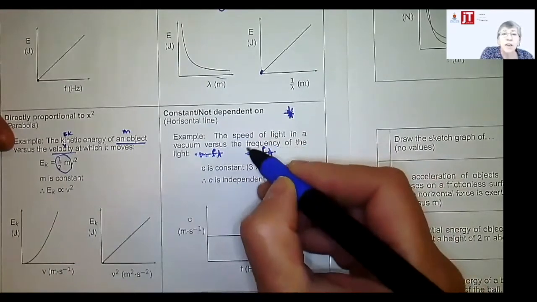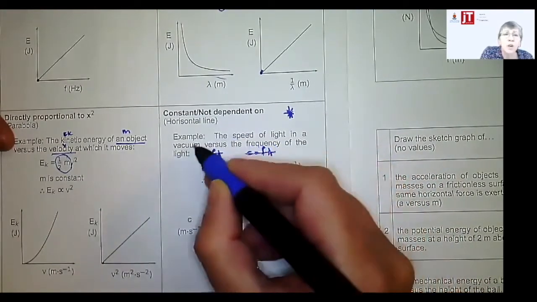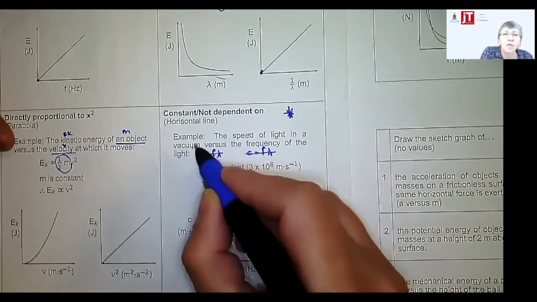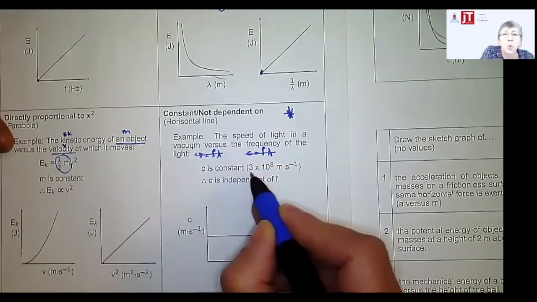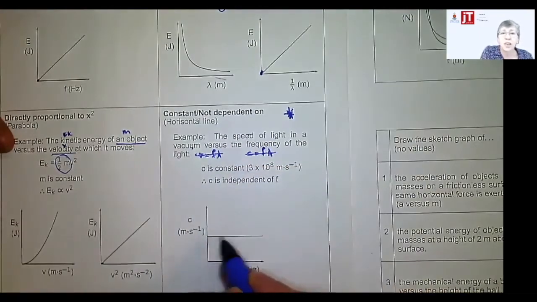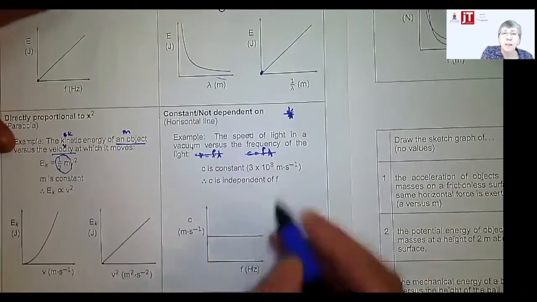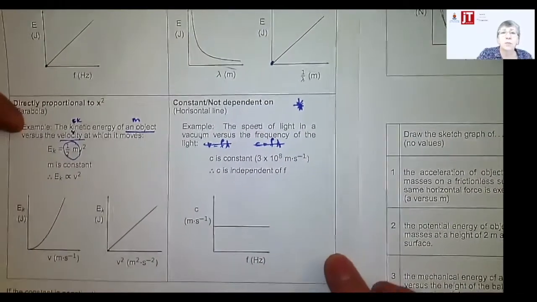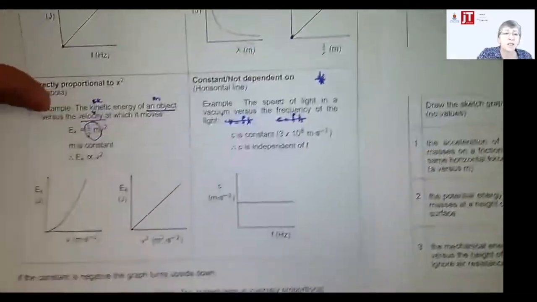The speed of light in a vacuum. What do we know about the speed of light in a vacuum? In a vacuum, the speed is always 3 times 10 to the 8. So it is a constant, right? So this is more difficult because you have to understand the theory, right?